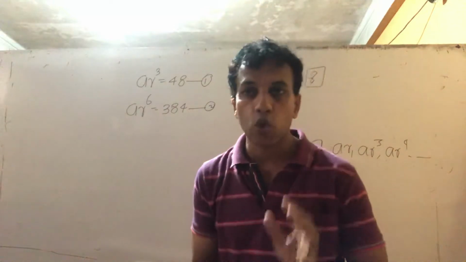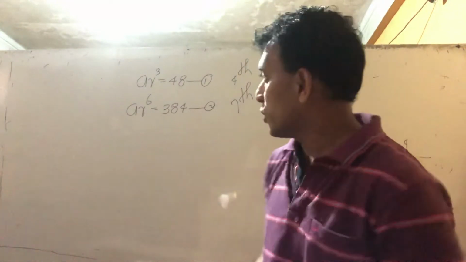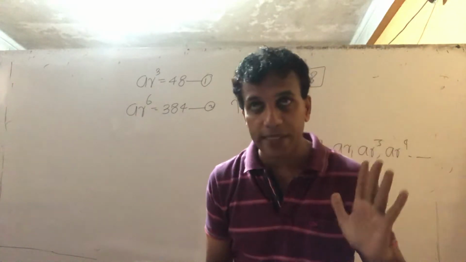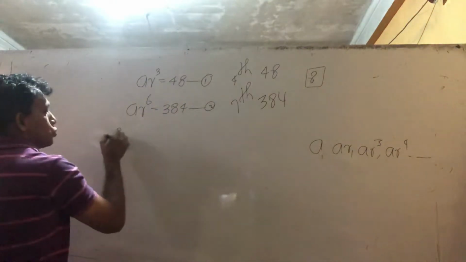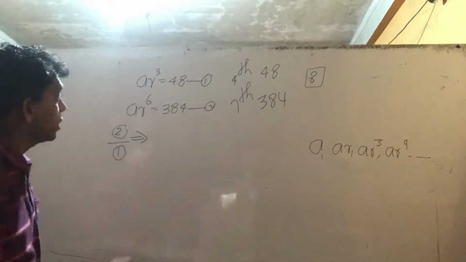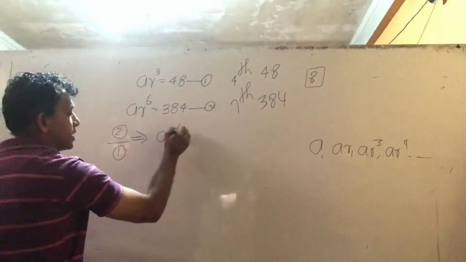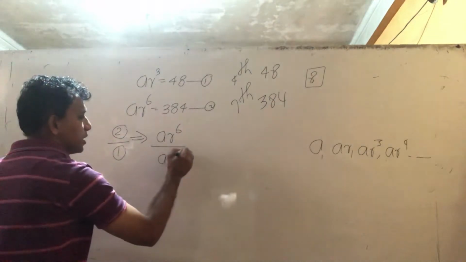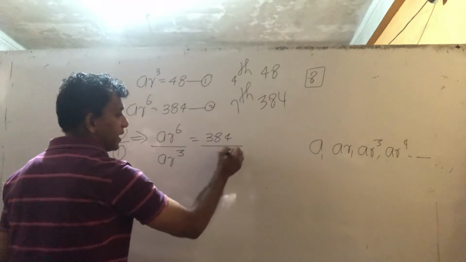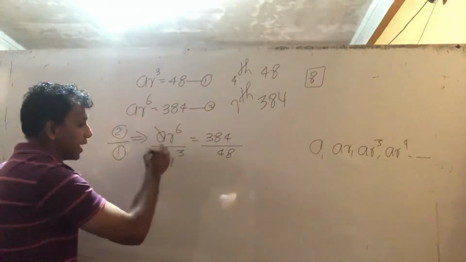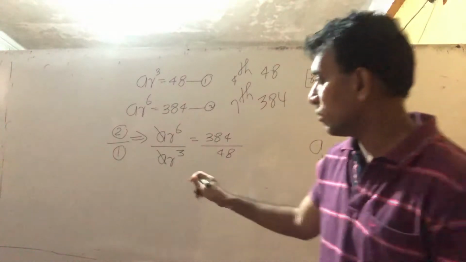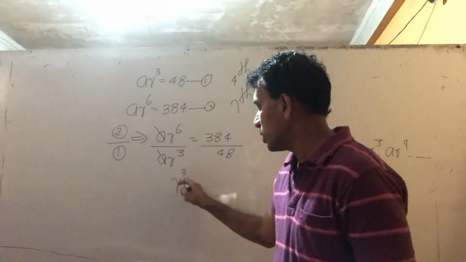Now divide. The GP idea solving method: divide one by the other. Why are we dividing? A cancels. The main issue, A cancels, right? So 2 divide by 1, AR power 6 divide by AR power 3, and 384 divide by 48. Okay, so A and A cancel. Use the integers rule. Bases are same. When you divide, subtract the power. That is R to the power 3.